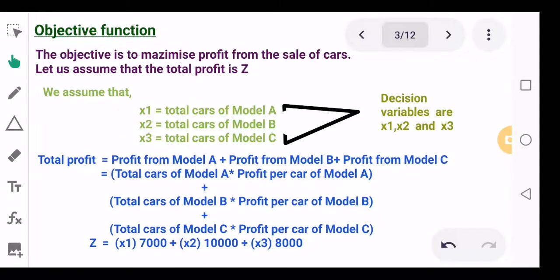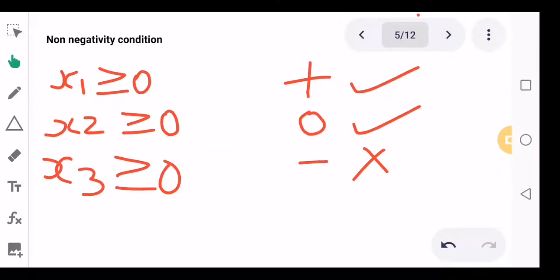So that's why it has been said that this can be positive, this can be 0, but it cannot be negative. Okay, that's why we have used this symbol, greater than or equal to. So x1 is greater than or equal to 0, x2 is greater than or equal to 0, x3 is greater than or equal to 0. Now let's write everything down.